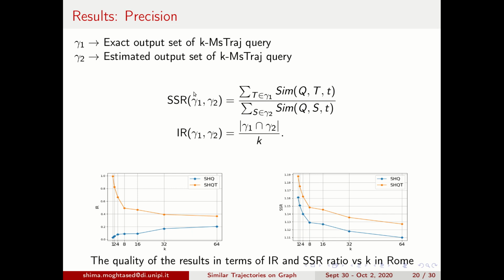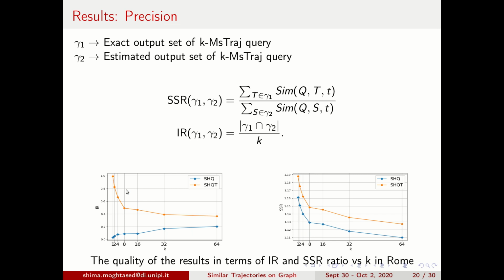We have two metrics here. The SSR ratio computes the summation over the similarity scores of trajectories in the exact output over the summation of similarity scores of trajectories in the estimated output, and the intersection ratio shows the number of trajectories common to both output sets over the value of k.